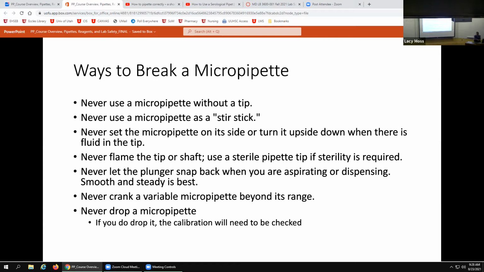And don't drop it. We understand that you're humans, you might drop it. I have certainly dropped my fair share of pipettes. They're pretty hardy, but it does mess with the calibration. So if you do drop it, let us know so we can check to see if it needs calibration, okay? So that one's not the end of the world.